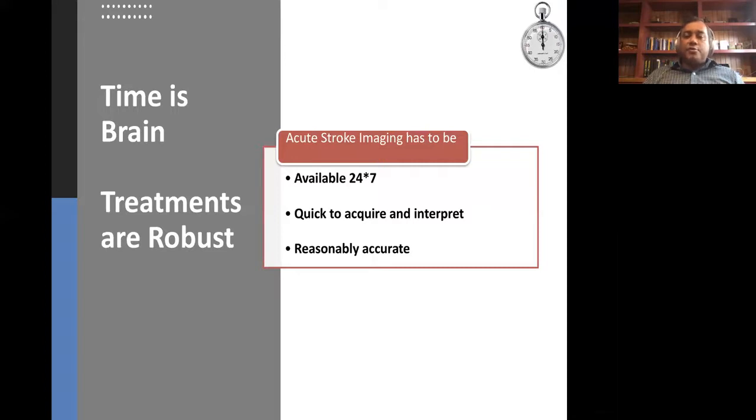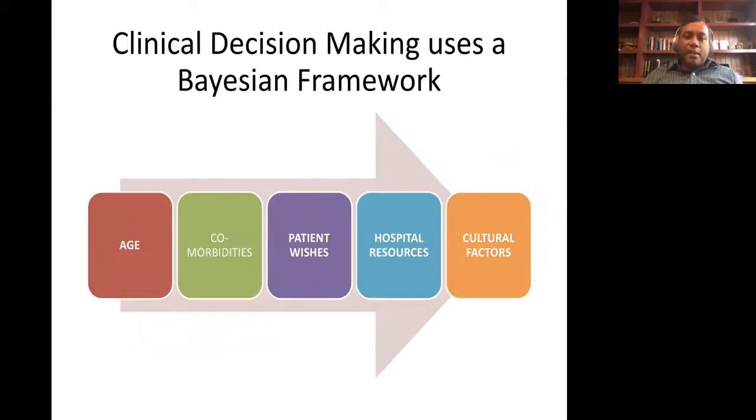And therefore, the acute stroke imaging that we use should actually be fast, 24/7 and reasonably accurate. If the imaging doesn't fulfill these qualities, that type of imaging you shouldn't be using. And then remember, the clinical decision-making uses the Bayesian framework.